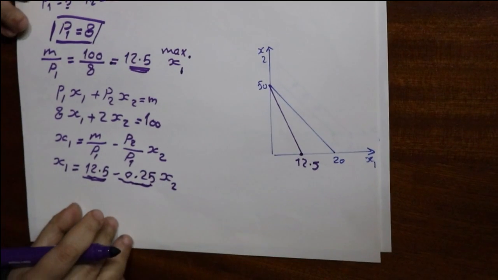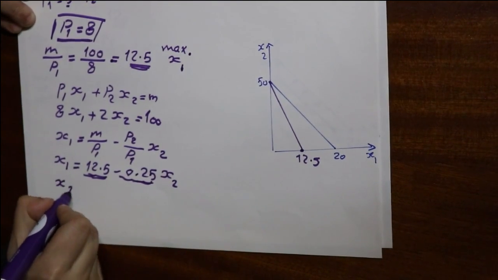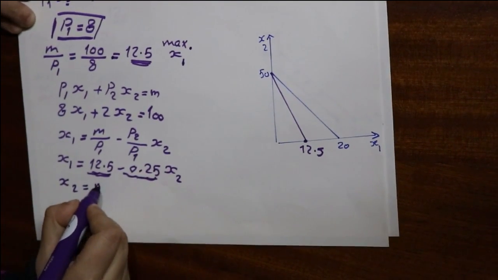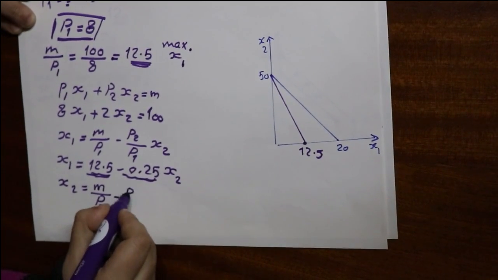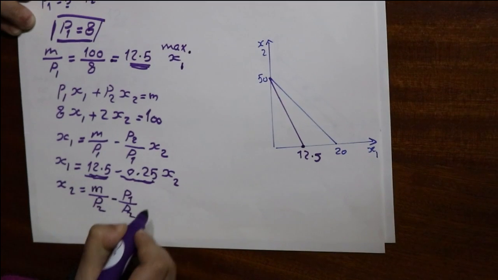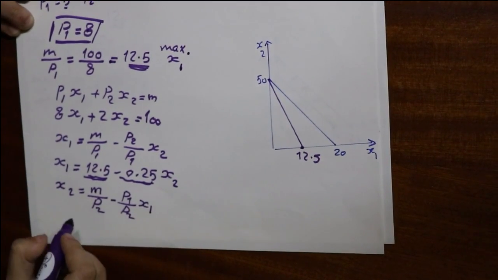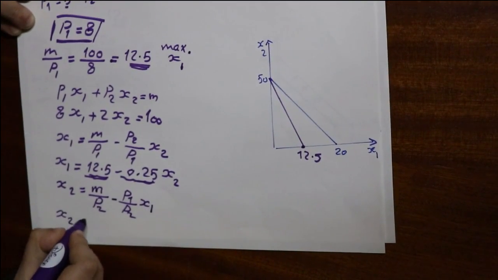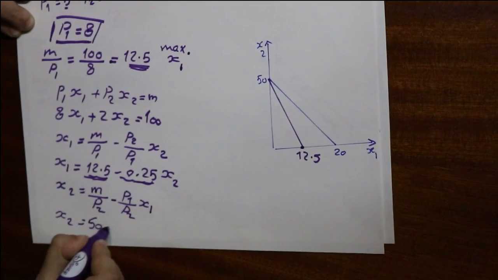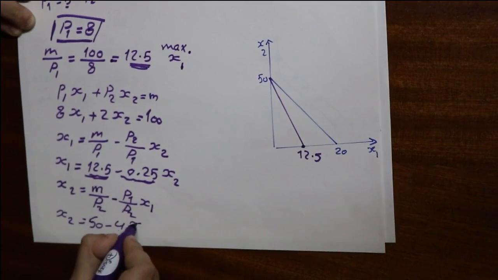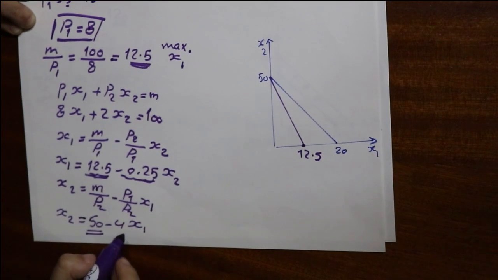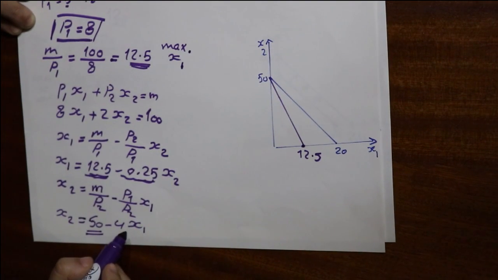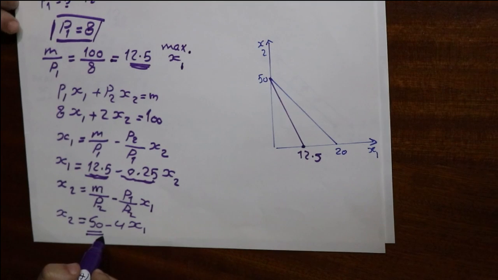0.25 is the slope. And I will derive the x2 equation, which is m over b2 minus b1 over b2 x1, which equals 50 minus 4x1. 50 is the intercept of x2. 4 is the slope of x2.